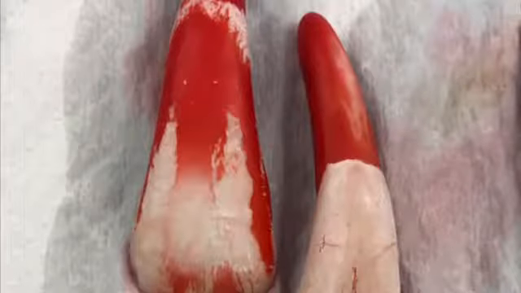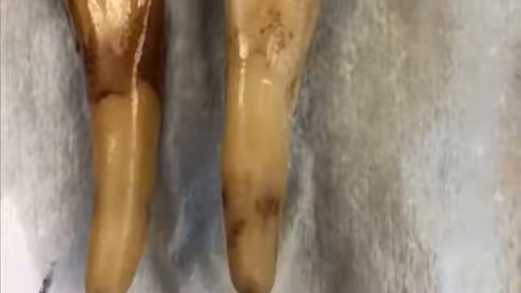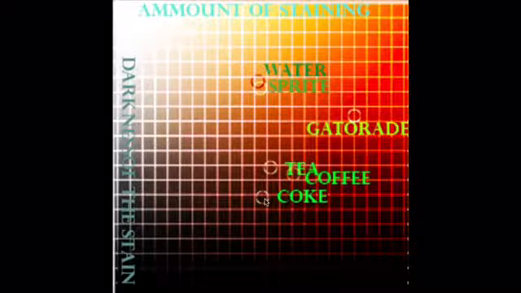Gatorade stained bright red, but it wasn't a very dark stain, so it could be brushed off easily and there wouldn't be as much damage to the tooth as Coke, which did not stain as bright, but it was a much darker stain. It's a lot more internal, and it's a lot harder to brush off, and it does a lot more damage.